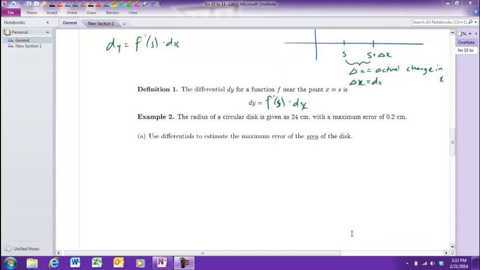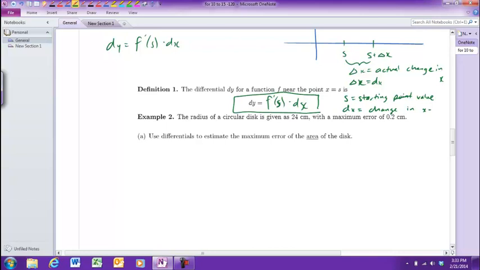So above, we just derived our formula for calculating differentials. So dy is equal to f prime of s times dx. Notice that s, we think of that as the starting point, or starting value. And dx is equal to the change in the x value. dy is the approximate value of the change in y. That's our differential. And f prime of s times dx is how we calculate that approximate change.